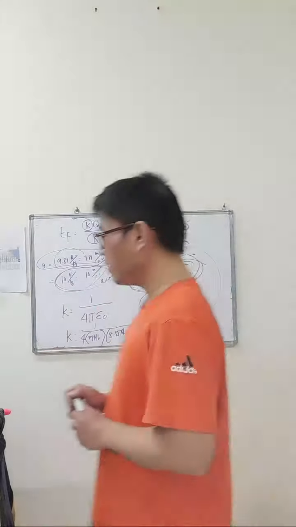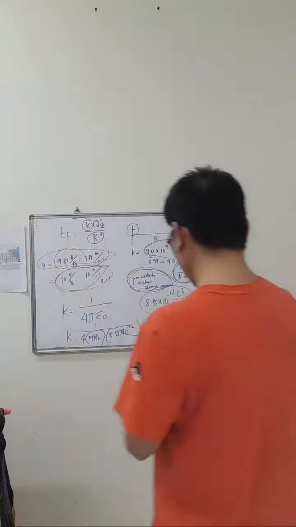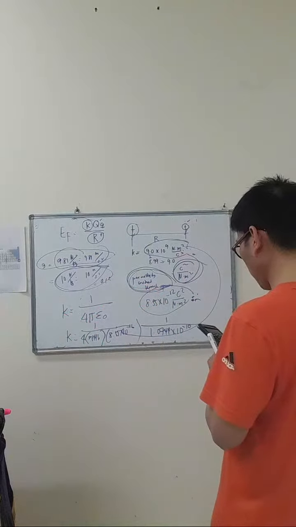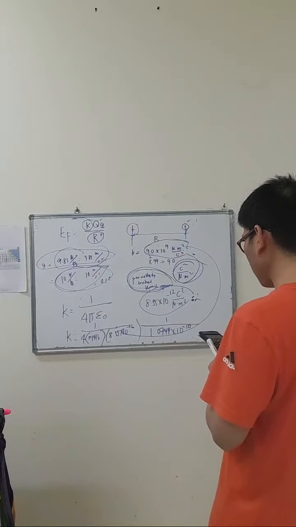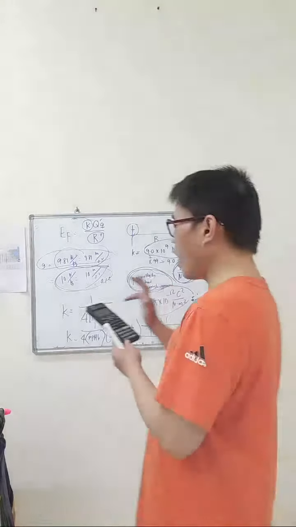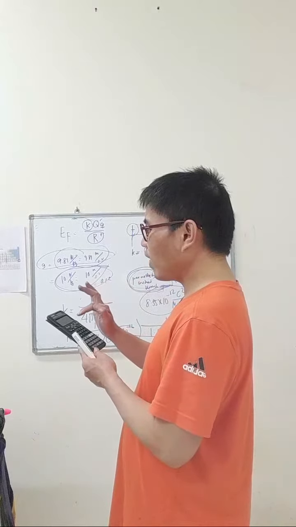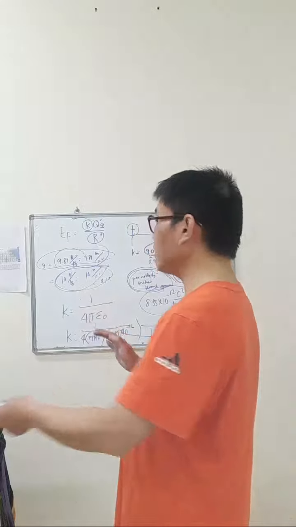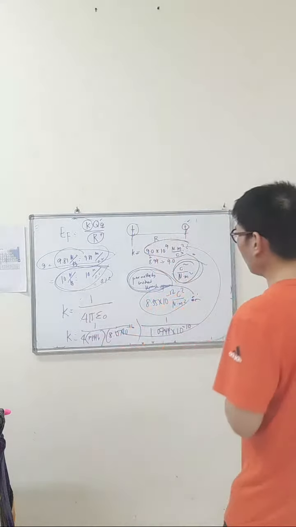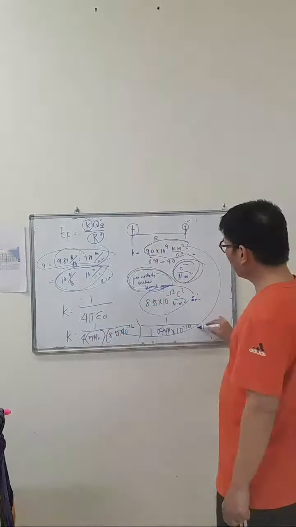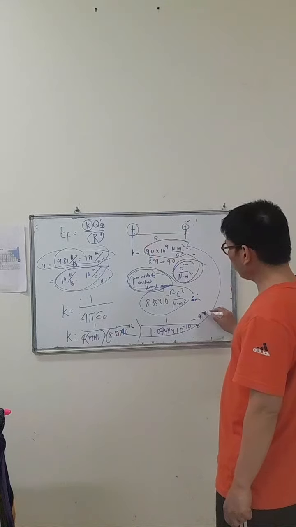Divide 1 by 1.0744 times 10 to the negative 10, which is equal to 9.1. Only a difference of 1. So the value is 9.1 times 10 to the 9 Newton meter squared per Coulomb squared. It's just about equal.